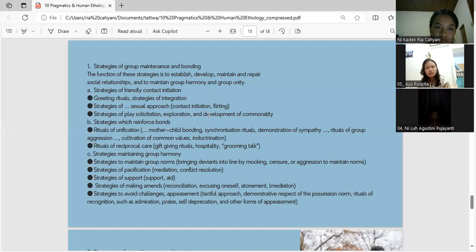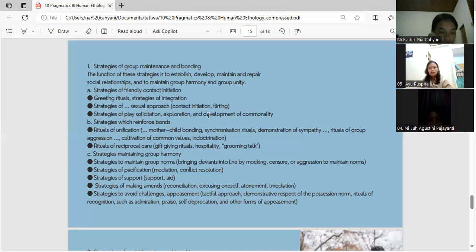And the second one, strategies which reinforce bonds. For example, rituals of unification, mother-child bonding, synchronization rituals, demonstration of sympathy, rituals of group aggression, and cultivation of common values and indoctrination. And the second one, rituals of reciprocal care, for example, gift giving rituals and hospitality or grooming talk.